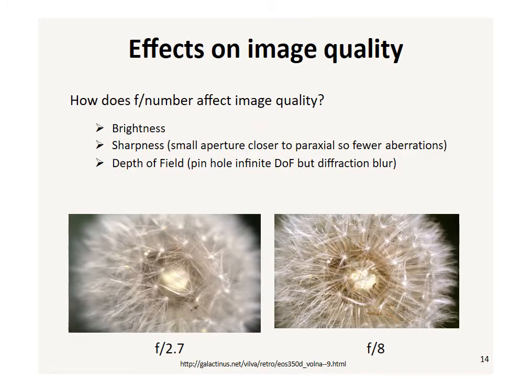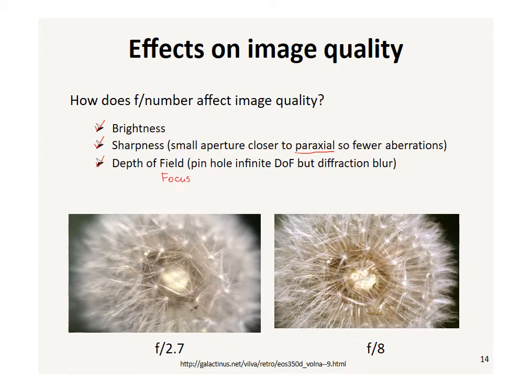So the F number determines the rays that can get through the system. In changing the number of rays that can get through the system, we're going to affect the brightness of the image. We'll also affect the sharpness of the image, because as we shut down the aperture and increase the F number, we are going to restrict the rays to those that are closer to paraxial, and that means we're going to see fewer aberrations. We're also going to see that F number changes a property of the imaging system called depth of field. There's a related one called depth of focus.